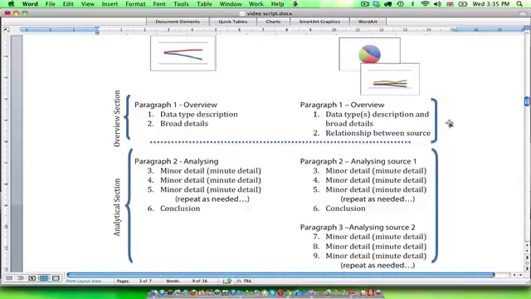The important thing to note is that both structures are very similar. You have an overview section, which is 1 paragraph long, and you have an analytical section, which is either 1 paragraph long given a single data source, or it will be 2 paragraphs long given 2 data sources.